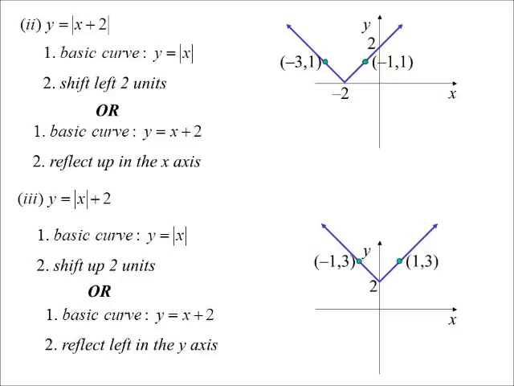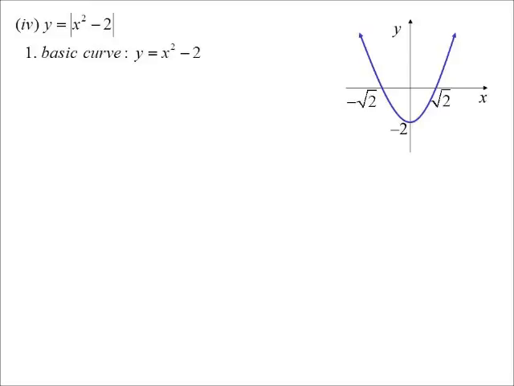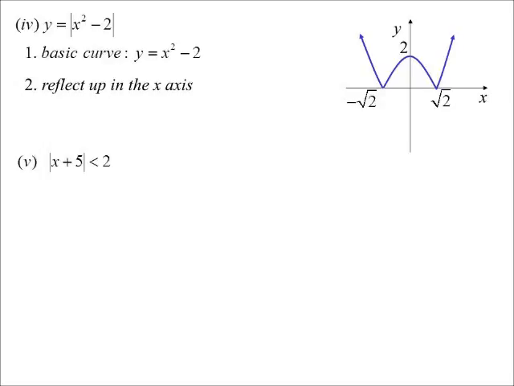Of course, it doesn't have to be straight lines. Absolute value of x squared minus 2. Well, there's x squared minus 2, the parabola that's been shifted down 2 units. We're saying whatever is below is reflected above. Yeah, so there's our shape. Y equals the absolute value of x squared minus 2.